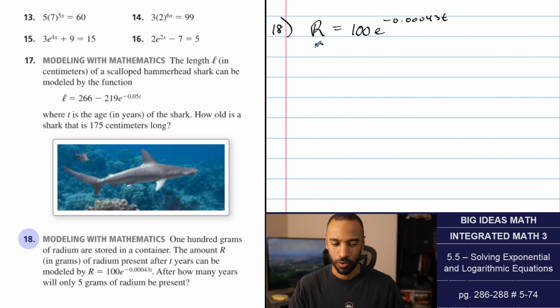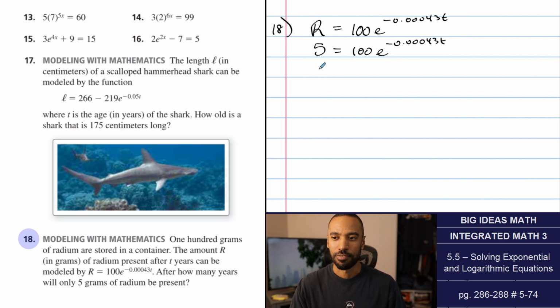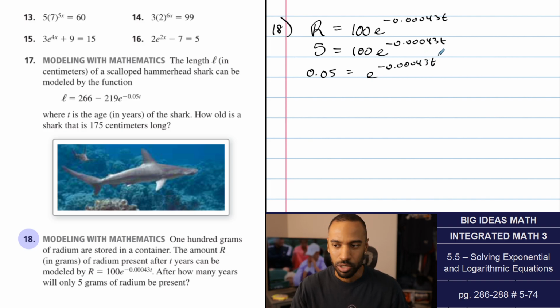So only 5 grams left. We started with 100. Now we have 5 left. So we're going to, of course, divide by 100. And 5 over 100 is 1/20th. We just saw that that number was 0.05. Let's write that exact one because it is still exact. So e to this value. Do I have the right number of zeros on this? I do. 1, 2, 3 zeros.